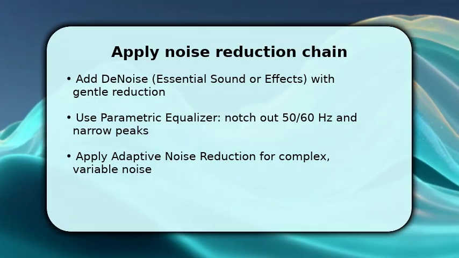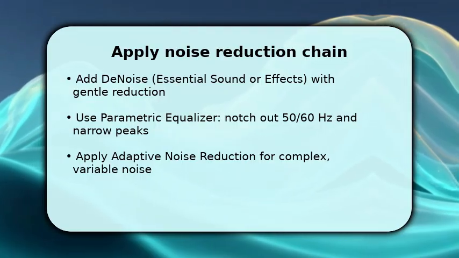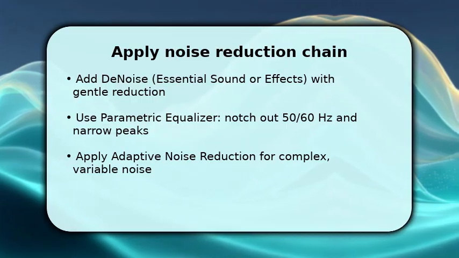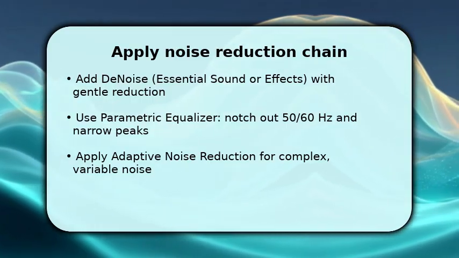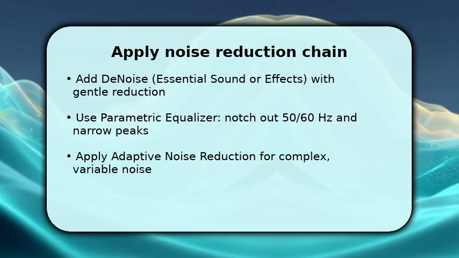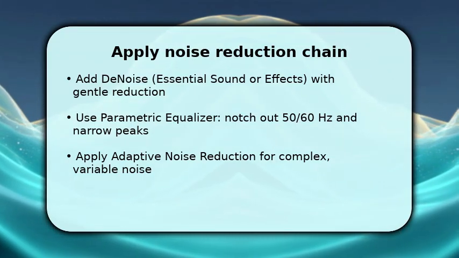Then insert a parametric equalizer to notch low hum at 50 or 60 Hz and tighten narrow spectral peaks. This reduces tonal rumble. Finally, use adaptive noise reduction if the noise shifts over time, because it analyzes and subtracts changing noise. Make incremental adjustments and bypass frequently to compare.